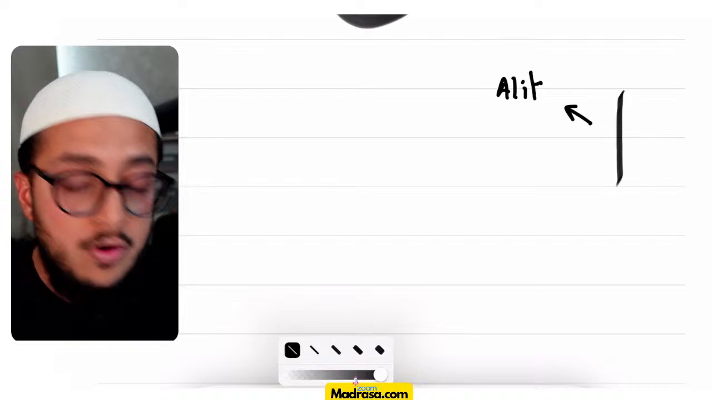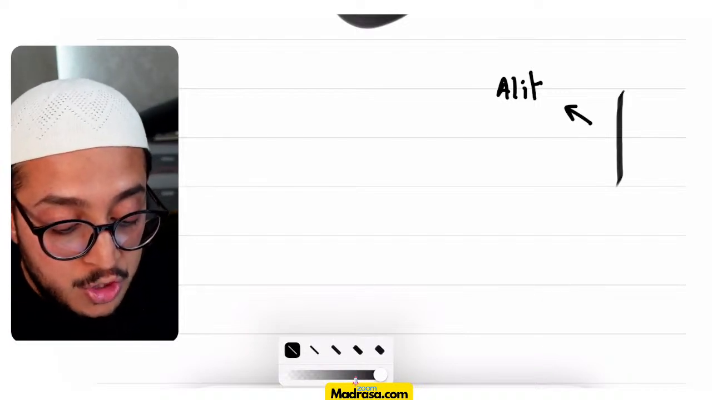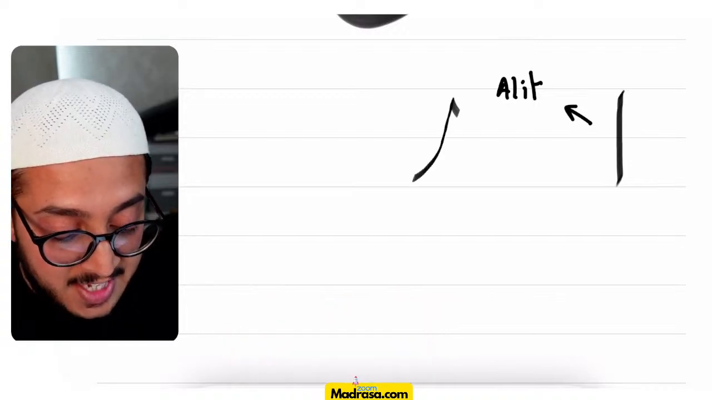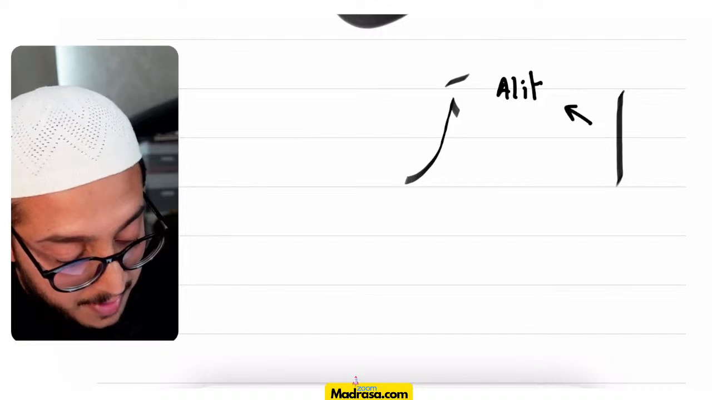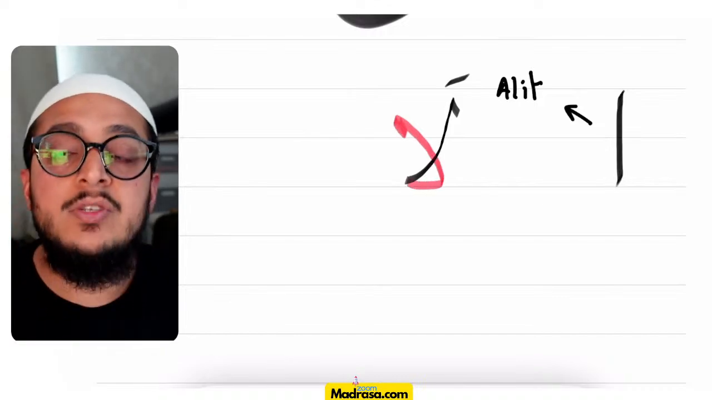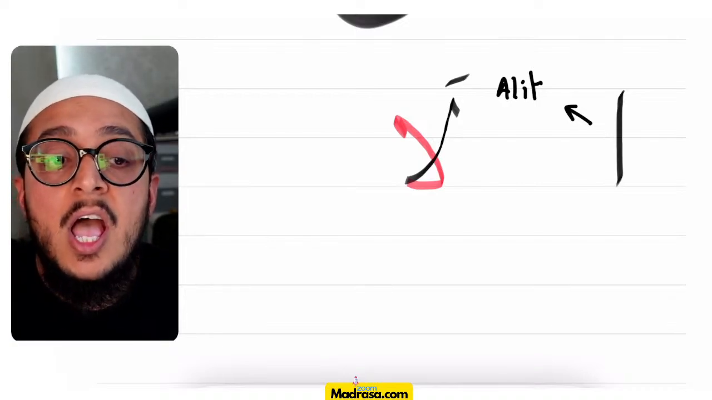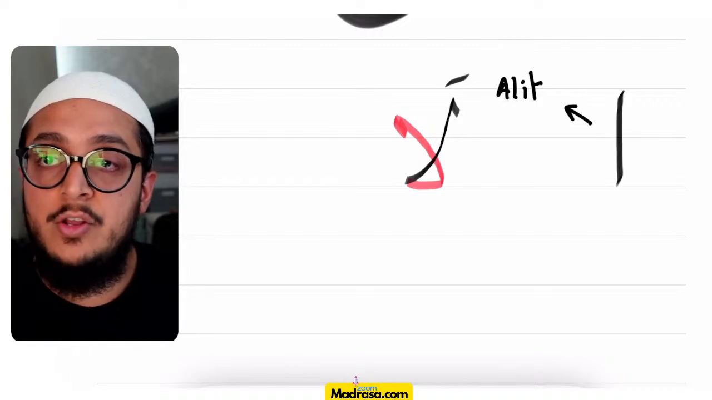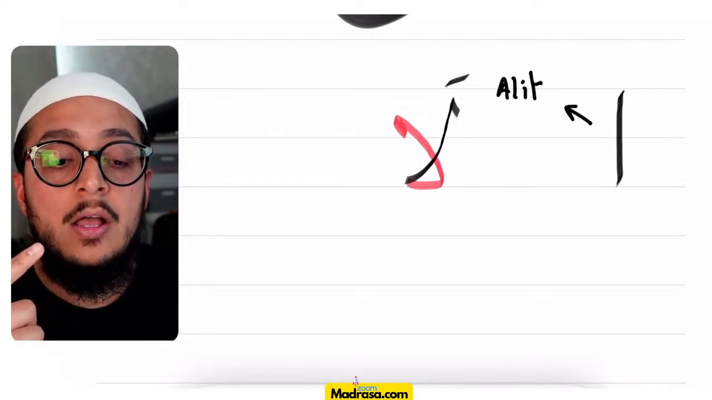Now, I don't know how to tell you to say the sound, so I'm going to bring another letter, and that is lam with the fatha. I'm going to bring lam with the fatha, and I'm going to add alif to it. Now say la. You see the sound? Guys, some of you are not saying this. Say it loud. La.